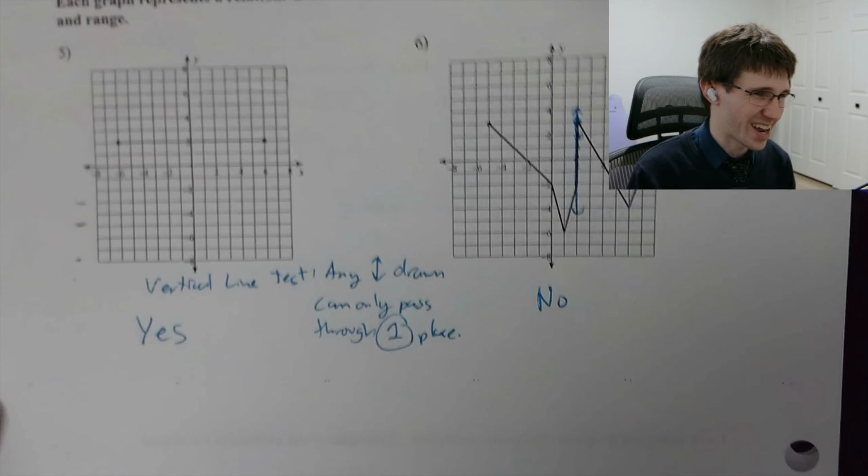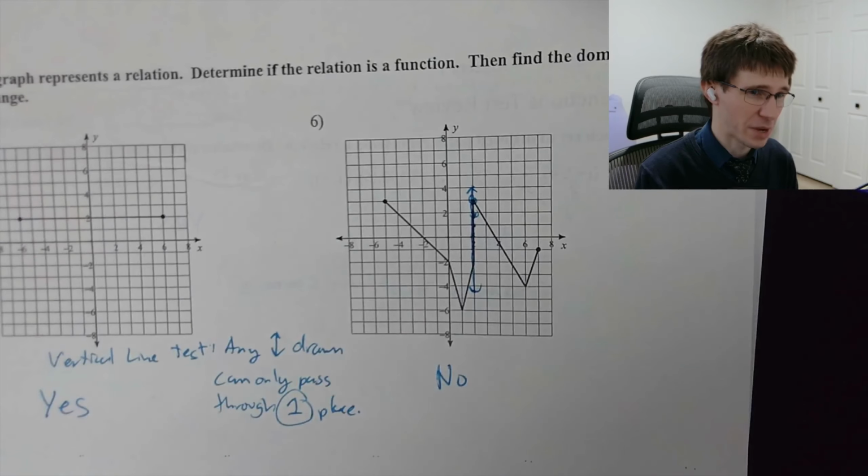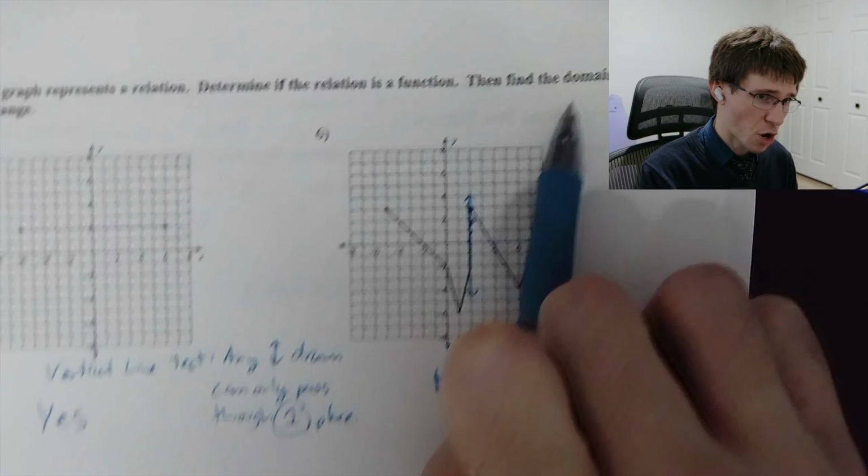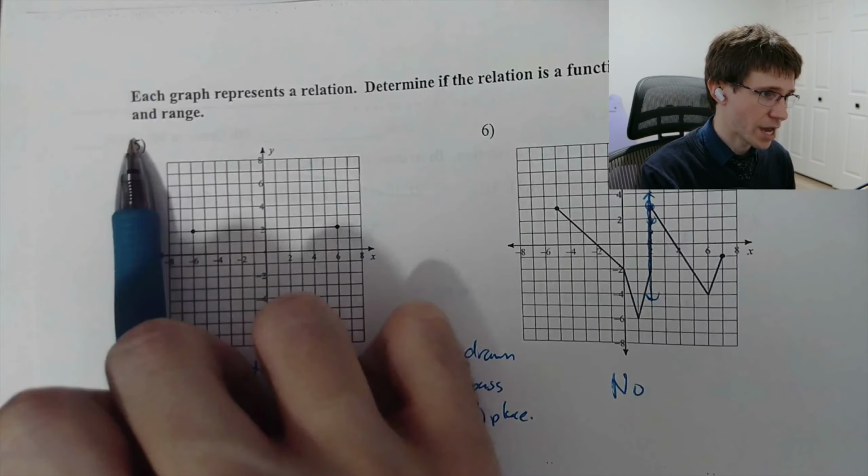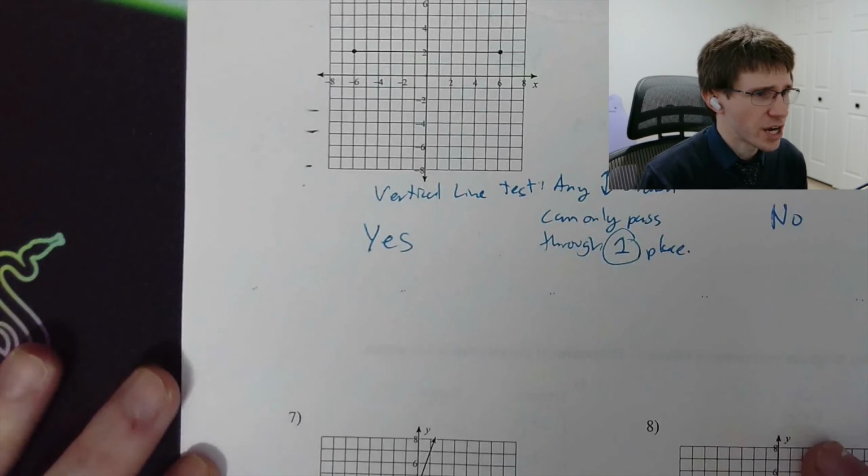We're done with that part. Now we're going to move on to the part that people whine about the most: finding the domain and range. So how do you do these ones? What you're going to do, find domain and range.